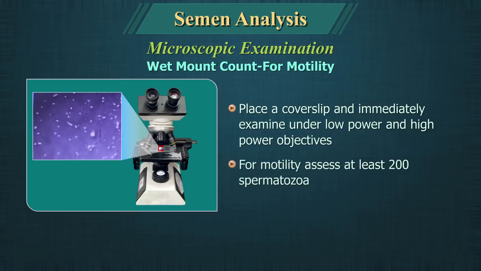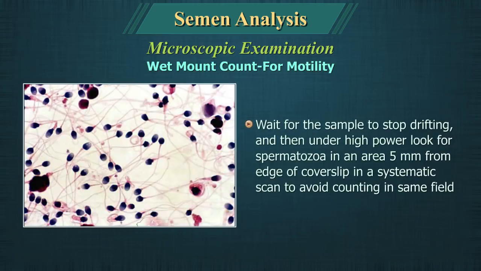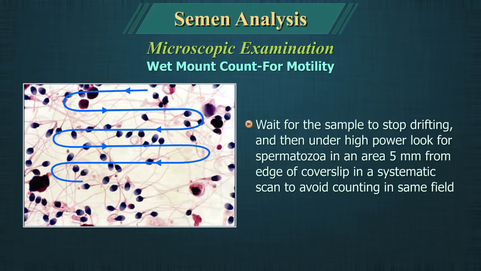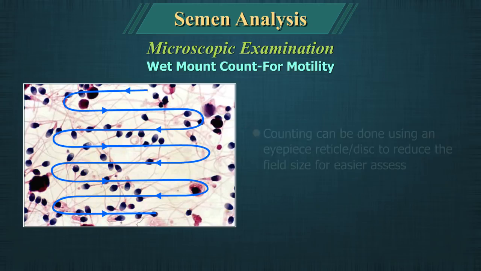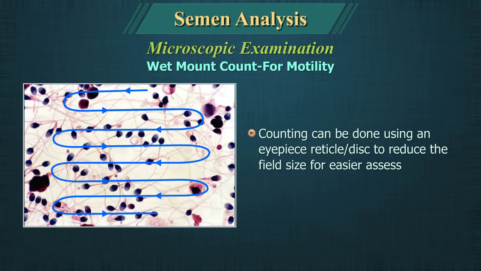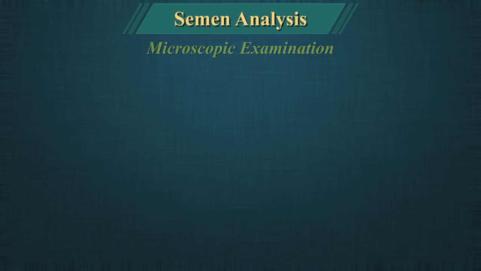For motility, count at least 200 spermatozoa. Wait for the sample to stop drifting and then under high power, look for spermatozoa in a systematic scan 5 mm from the edge to avoid counting in the same field. Counting can be done using an eyepiece reticle or disc to reduce the field size for easier counting.